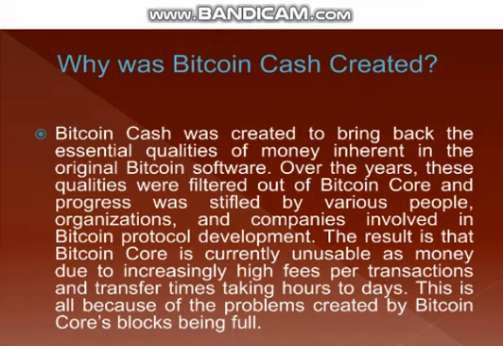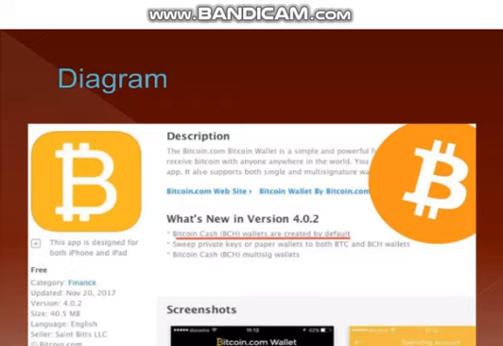The result is that Bitcoin Core is currently unusable as money due to increasingly high fees per transaction and transfer times taking hours to days. This is all because of the problems created by Bitcoin Core's blocks being full. Here is a diagram of Bitcoin Cash. As you can see in the description, the Bitcoin.com wallet is a simple and powerful way to receive Bitcoin with anyone anywhere in the world. It also supports both single and multiple wallets.